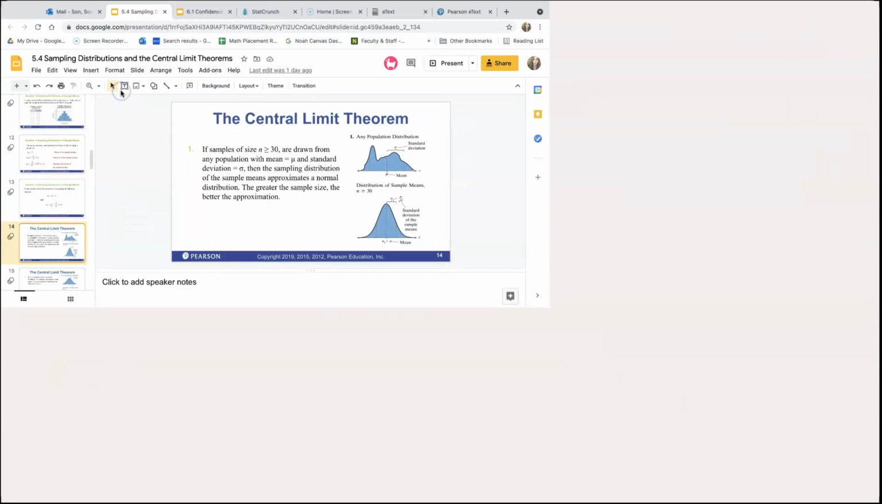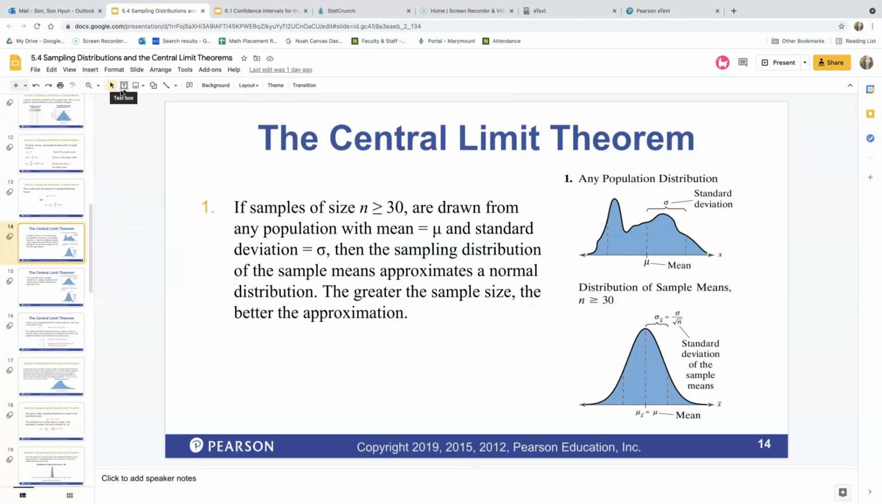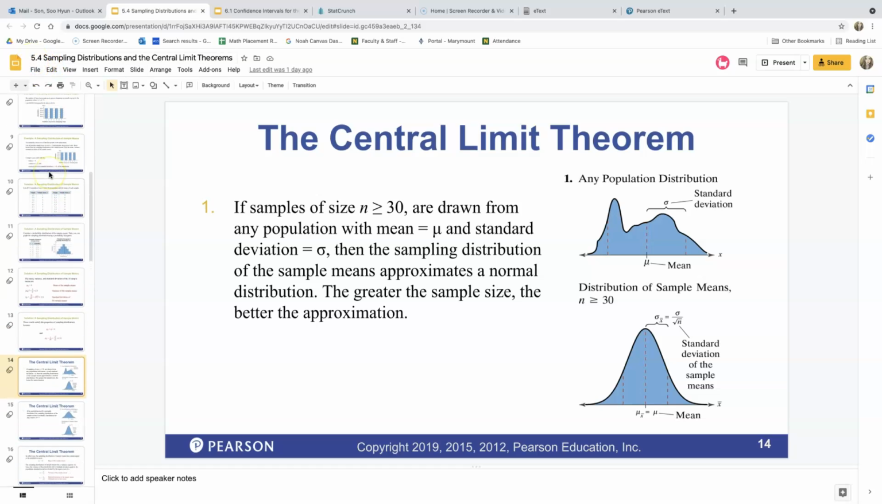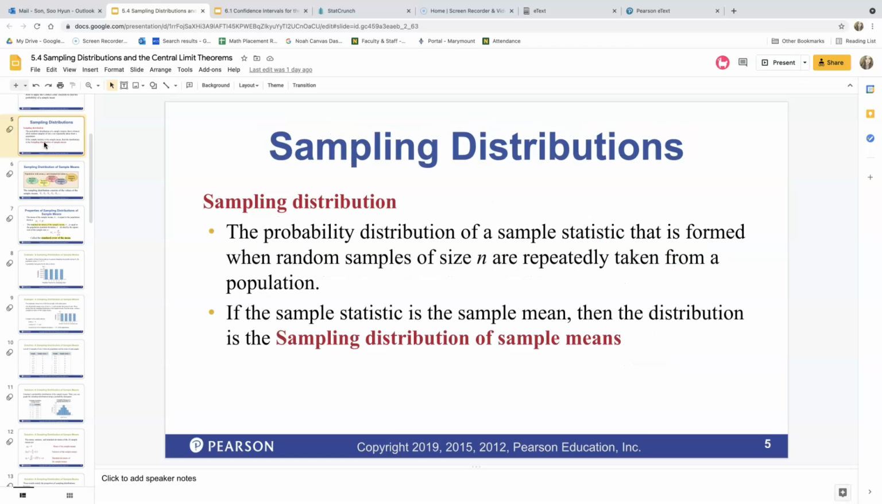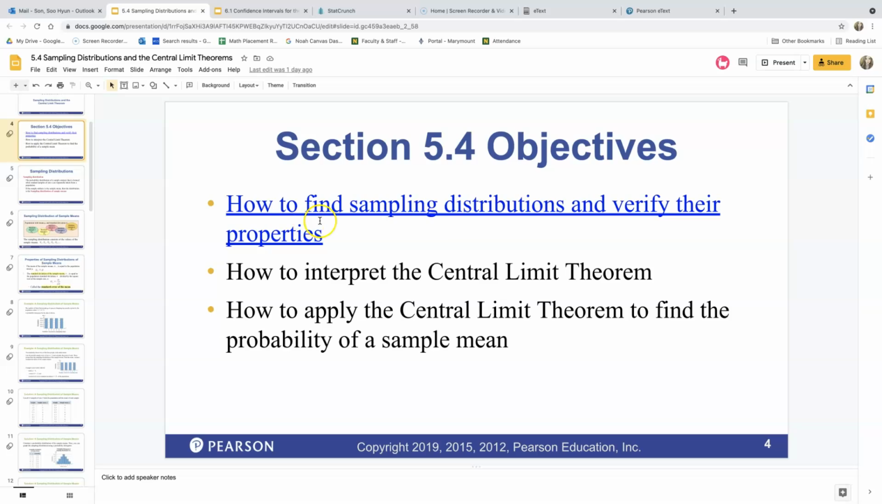In this video, I'm going to go over the second learning objective of Math 245, Statistics Section 5.4. Let me go up there and read the objective with you. I already have posted the lesson video on the first 13 slides where we went over how to find sampling distribution and verifying their properties like mean and the standard deviation.